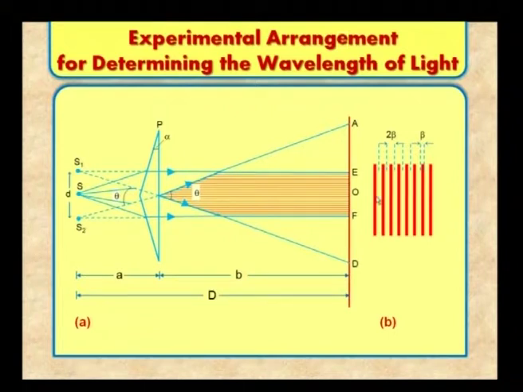Then move the eyepiece, the crosshair moves, and the crosshair is made to coincide with the next bright band, that is the m plus 1th bright band. Take the reading, and the difference between these two, as you know, the distance that separates two successive bright bands, is the bandwidth beta. Therefore, if you know beta, you can measure lambda. Let us have a short break now.